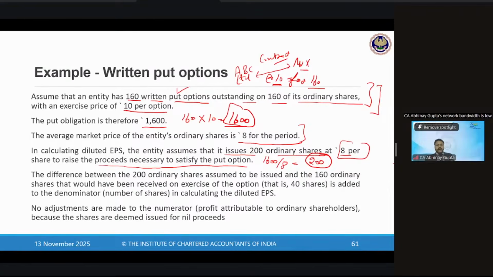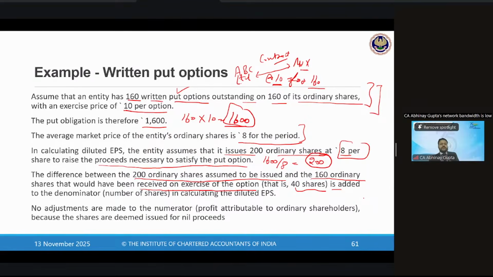200 shares. Now the difference between the 200 ordinary shares assumed to be issued and the 160 ordinary shares that would be bought back from Mr. X, that is delta is how much? 40 shares. 40. Yes or no? Yes, 40 shares. Now, this 40 share will be additionally issued.